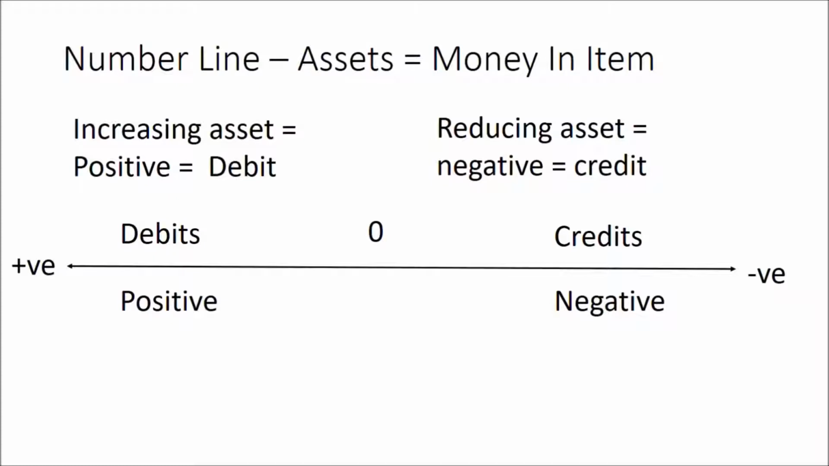Now, Thomas, we're going to go through some examples then of what happens, just again as a recap, to assets. Assets is a money in item. If it's increasing, that will be positive money for the company. Positive money is equal to a debit, and that will therefore be a plus. Negative or reducing asset is a negative item, and that would be a credit, and so that would be a minus in an electronic system, or it would be on the right in the credit side of a T account.